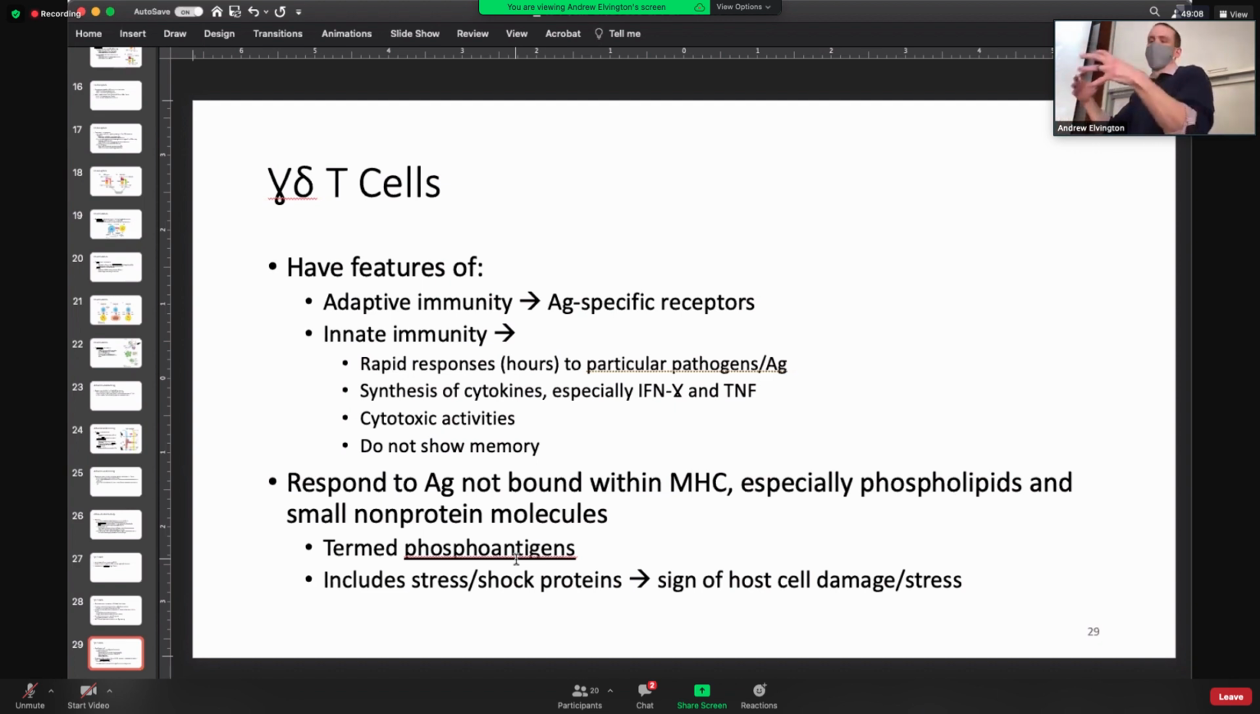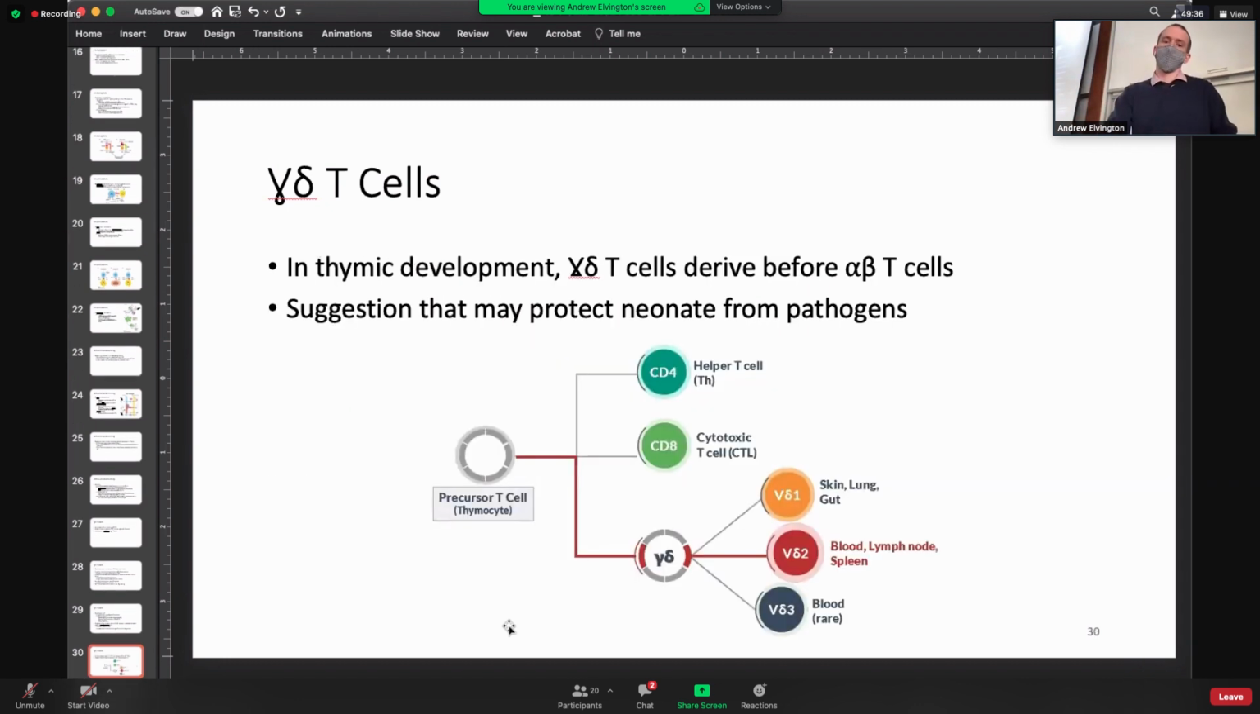There are some similarities between them. And what these typically boil down to are proteins related to cellular stress. If you are expressing phospholipids that a gamma delta T cell can see, odds are something is wrong with you. Right? You have experienced shock or stress, or you are under attack by a pathogen. The gamma delta T cell will see that and will evoke a quick immune response.